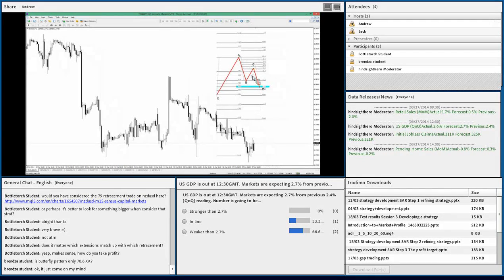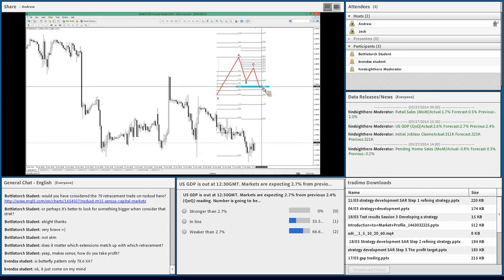It can't retrace past point A. If it retraces on this pullback from A to B, if it retraces past A, it's no longer valid as a Gartley pattern. So you can see the retracements are very specific in terms of, am I looking at a Gartley pattern or not? So pretty straightforward. And then what I'm looking for is the completion point C to D to move down to the 786. So the 786 area is where I'm looking to take the trade.